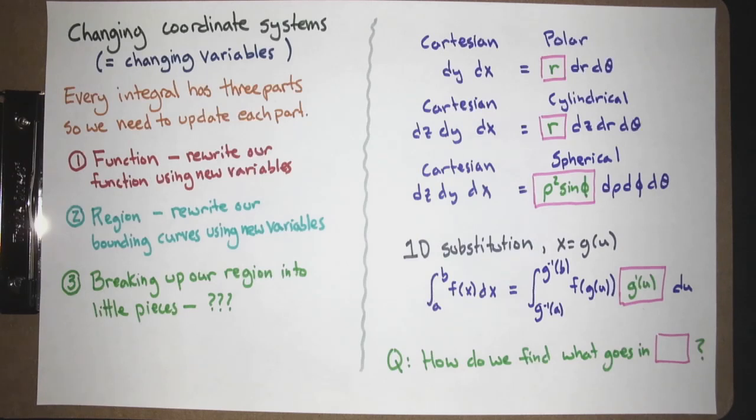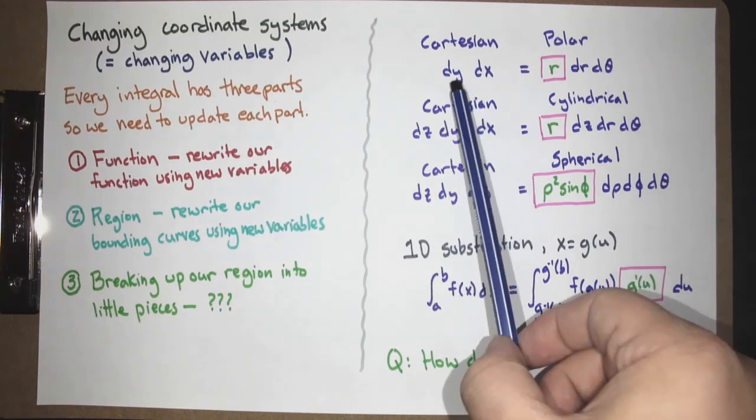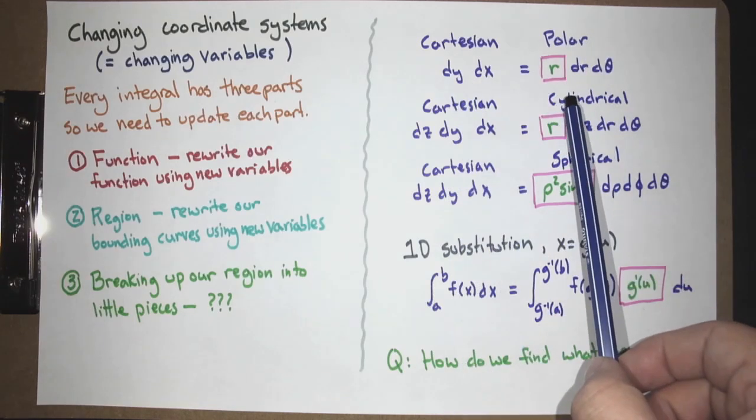And then there's the last thing, which is where we break our region up into little pieces. Because the idea of calculus is to say, let's take this big thing, break it into lots of little things, then add them up. But because we change our coordinate system, how we break things up can affect the size of a little piece. And we've seen this. So, for instance, when we went from Cartesian to polar, we had this factor of r.